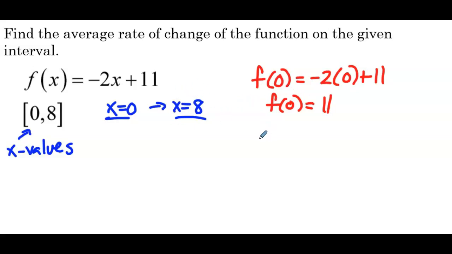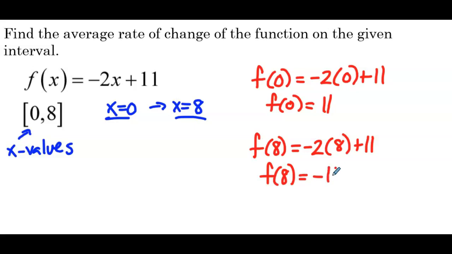Inputting 8 into our function, we have f of 8. So we're going to substitute 8 in for each x. So we have negative 2 times 8 plus 11. So f of 8 is equal to negative 16 plus 11. F of 8 equals negative 5.